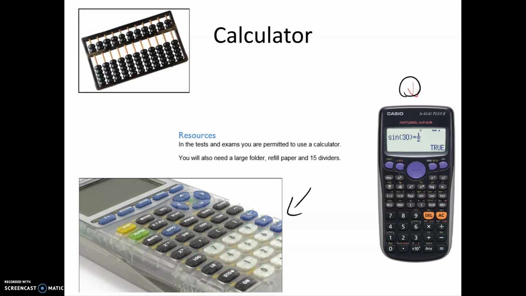Now, the other thing that you'll need is obviously some paper. I suggest that you get a large folder, an Esselite folder, and some refill paper and 15 dividers to match up with the 15 weeks of the course, and that you then don't bring the large folder to Welltech, but you have some sort of plastic sleeve arrangement to carry the day's work or the day's material.